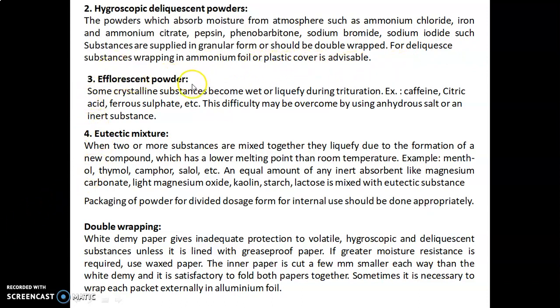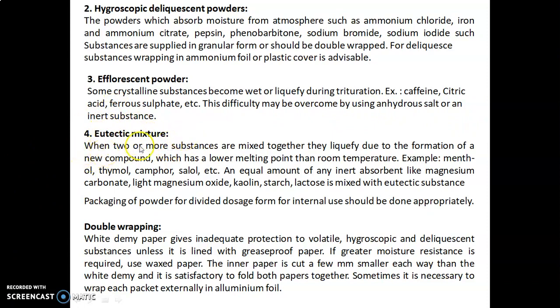Third one, that is for efflorescent powder. Some crystalline substances become wet or liquefied during trituration, for example, caffeine, citric acid, ferrous sulfate, etc. This difficulty may be overcome by using the anhydrous salt or an inert substance.